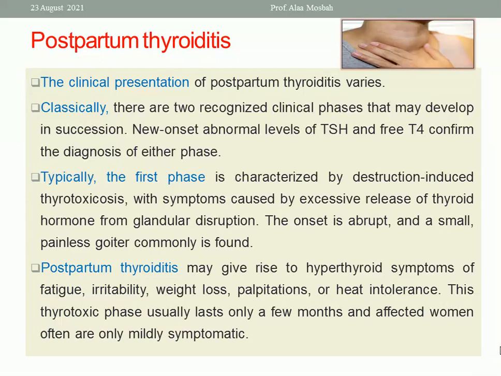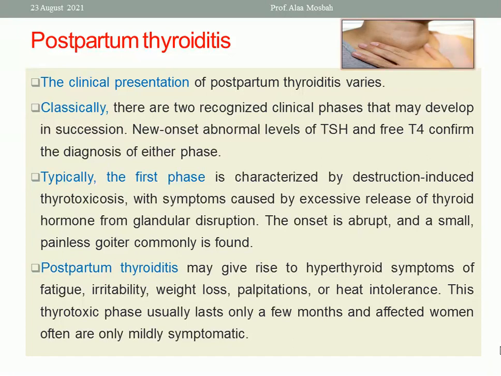The clinical presentation of postpartum thyroiditis varies. Classically, there are two recognized clinical phases, as I mentioned before, that may develop in succession. New onset abnormal level of TSH and free T4 confirms the diagnosis of either phase. Typically, the first phase is characterized by destruction-induced thyrotoxicosis, with symptoms caused by excessive release of thyroid hormone from glandular disruption. The onset is abrupt, and a small, painless goiter is commonly found.